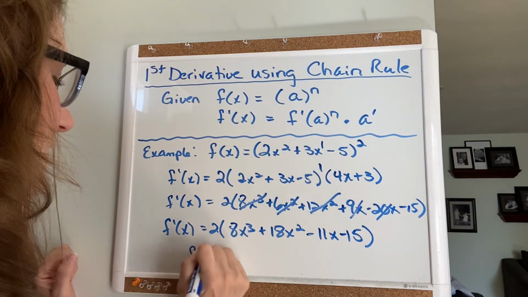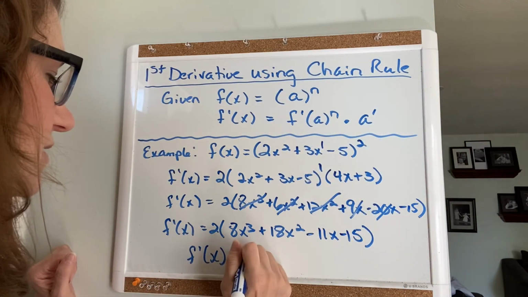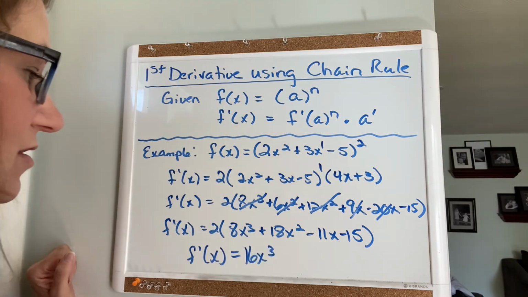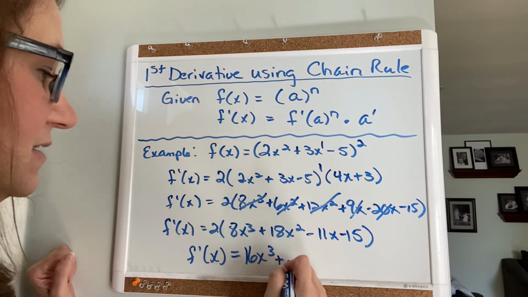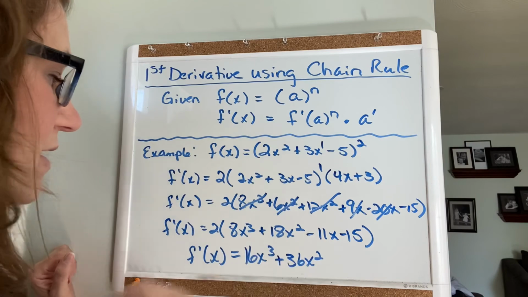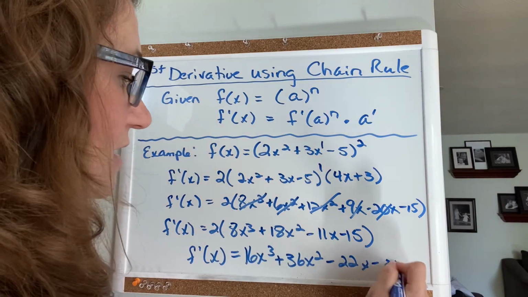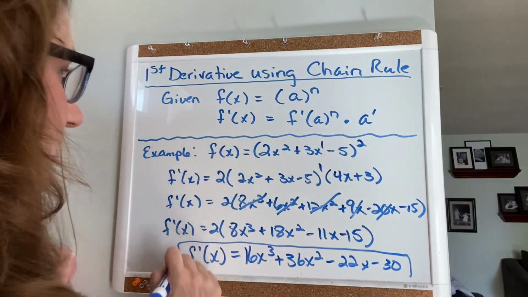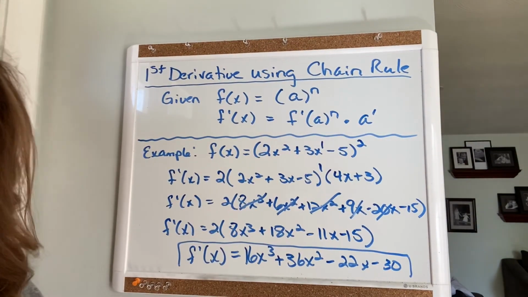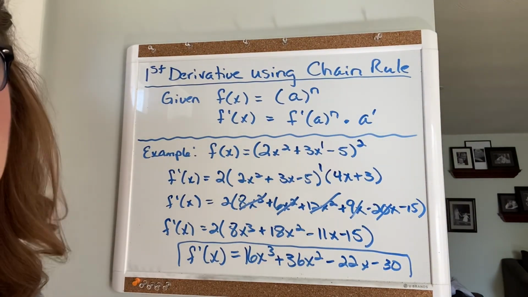So our final answer, the first derivative, is going to be 16x to the third plus 36x squared minus 22x minus 30. So there's your first derivative using the chain rule. I have another example for you as well.